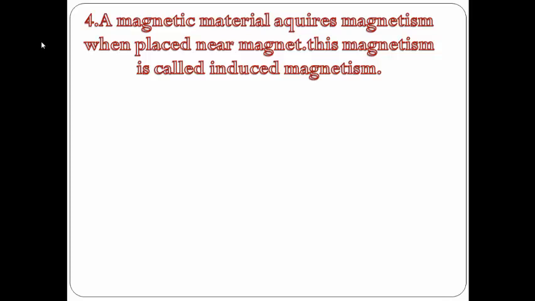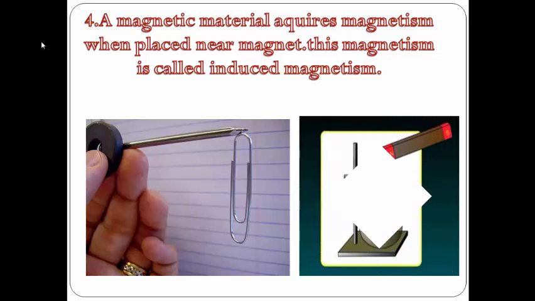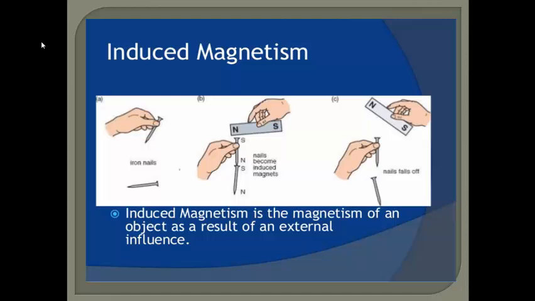Now, moving to another characteristic, that is, a magnetic material acquires magnetism when placed near a magnet. This magnetism is called induced magnetism. Induced magnetism is the magnetism of an object as a result of external influence. It's a kind of temporary magnetic force.